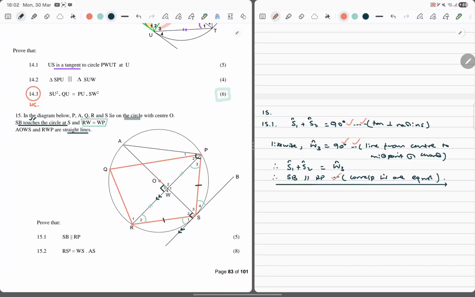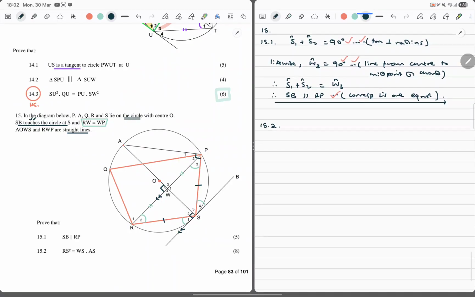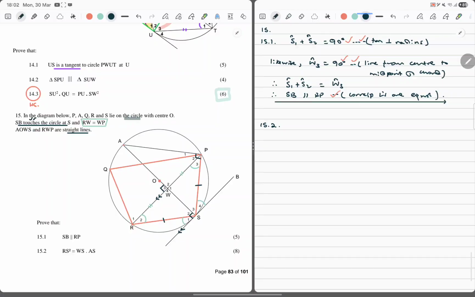Nice and easy. So let's do 15.2. 15.2 says we need to prove that RS squared is equal to WS times AS.